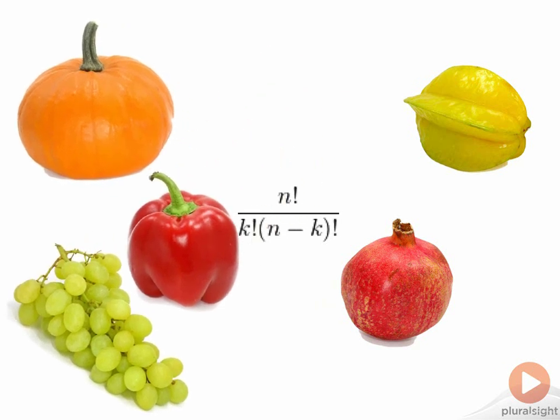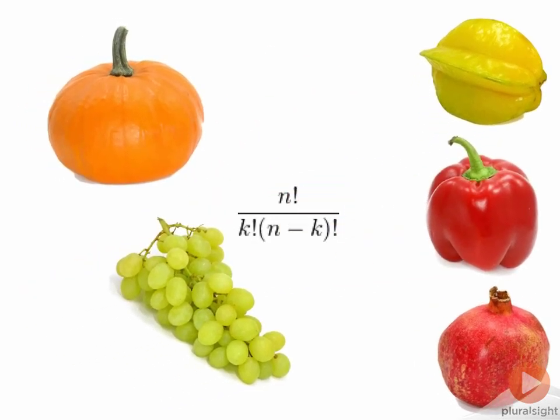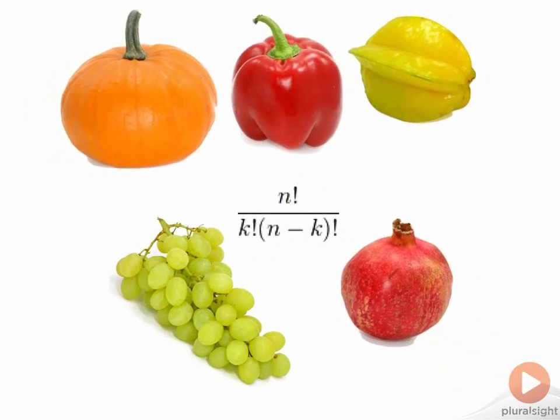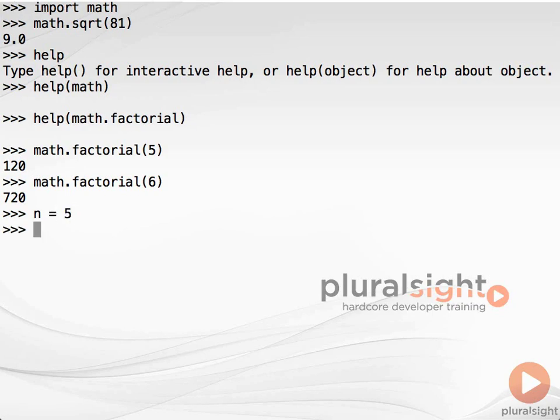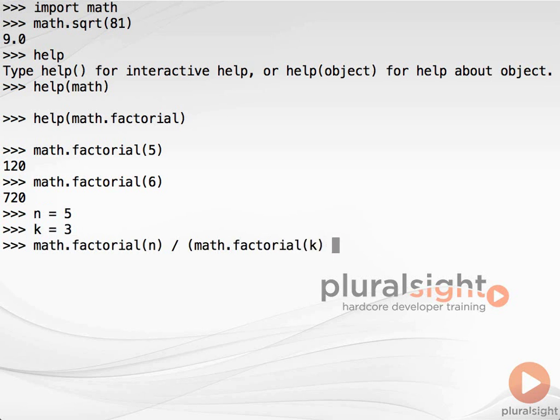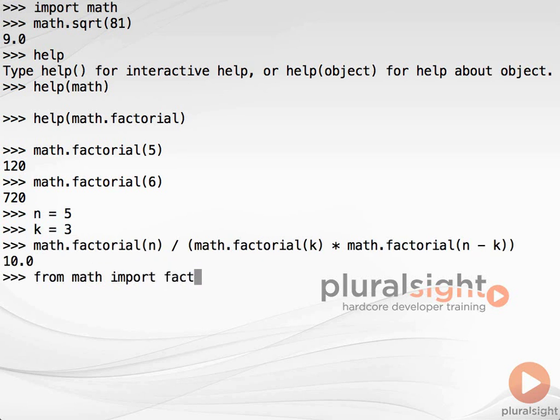Let's use factorials to compute how many ways there are to draw 3 fruit from a set of 5 fruit using some math we learned in school. This simple expression is quite verbose with all those references to the math module. The Python import statement has an alternative form that allows us to bring a specific function from a module into the current namespace.